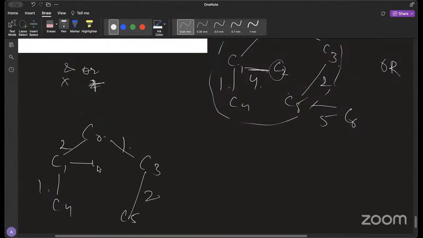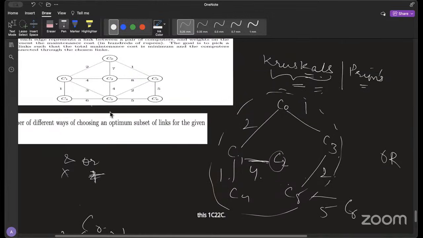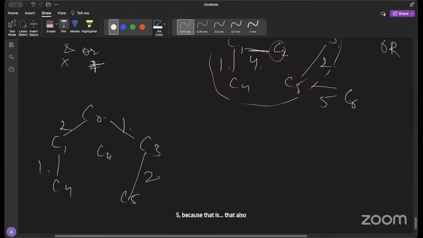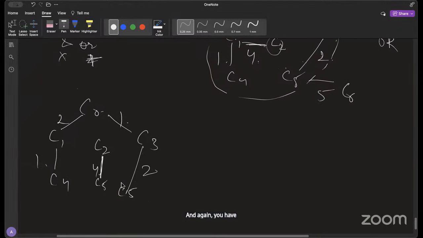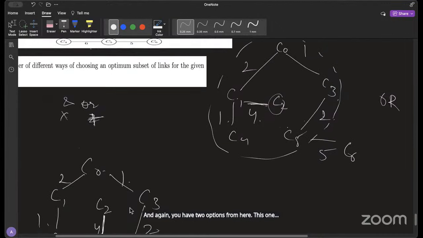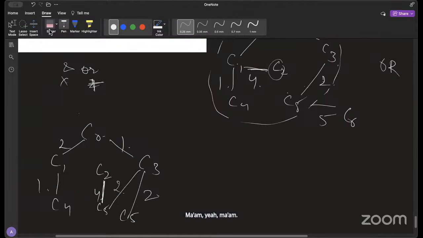way 2. Instead of this 4, this edge, if you take this one, C2 to C5, because that also has weight 4, right? You can choose either of them. So if you choose this one this time, then again you have two options from here. This one, this was C5 also is already connected, right? Ma'am, you have written C5 two times. Okay. So this will be 4.